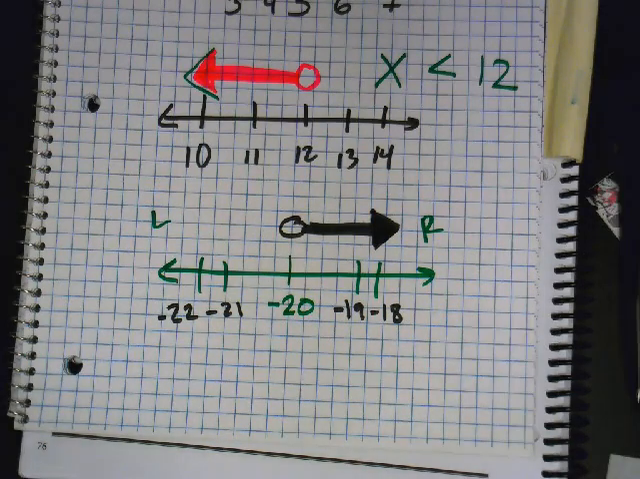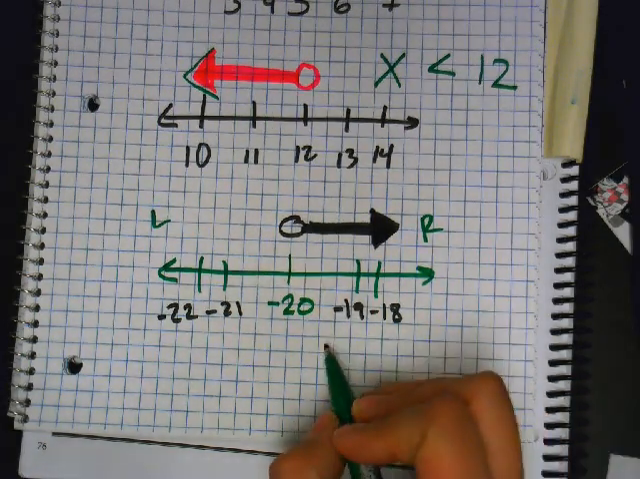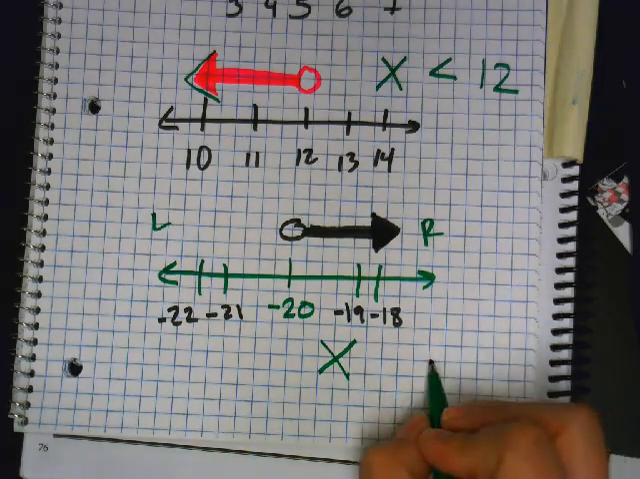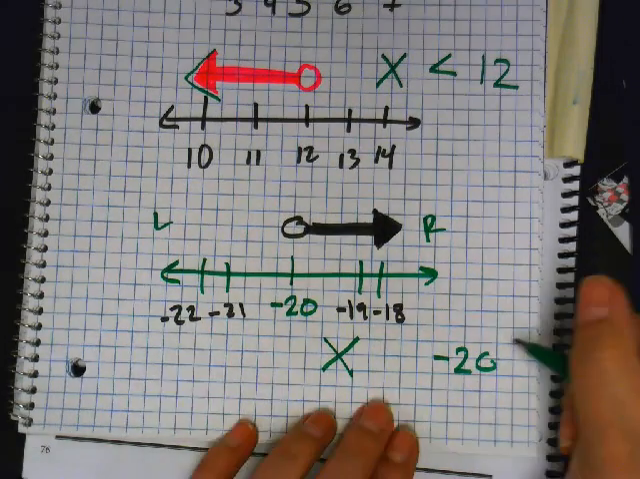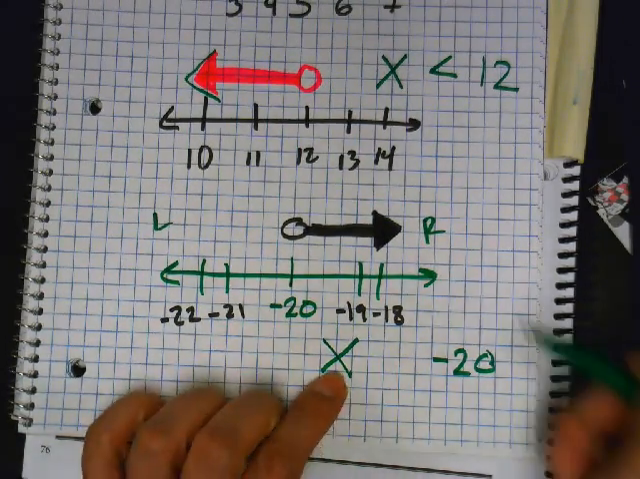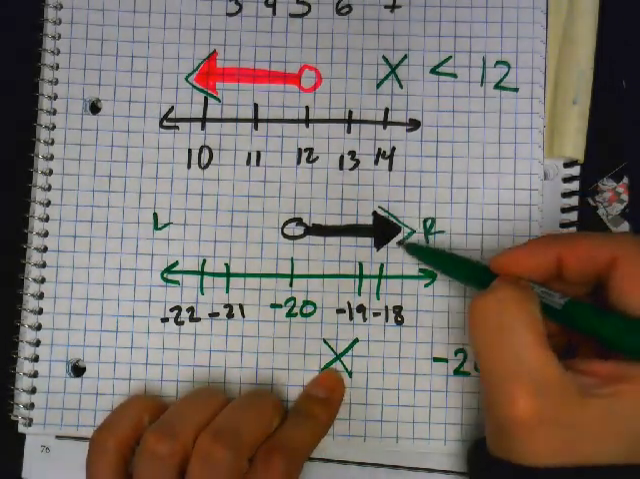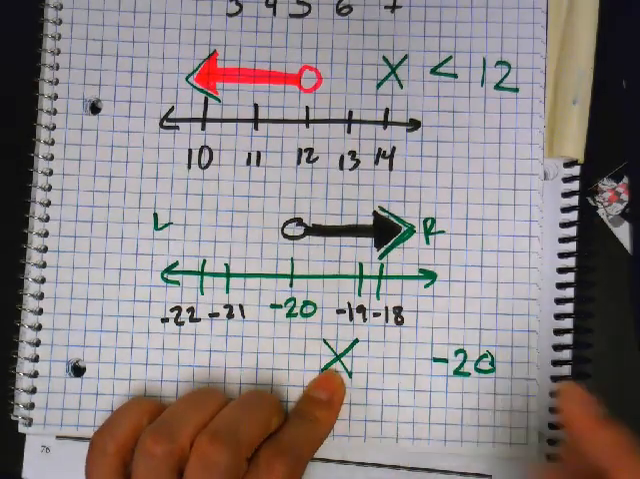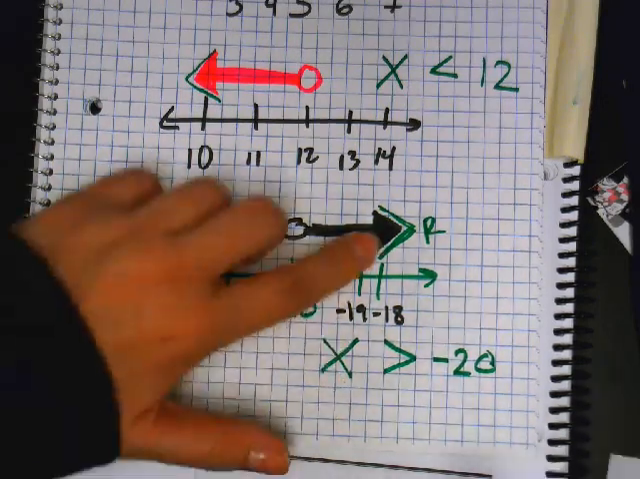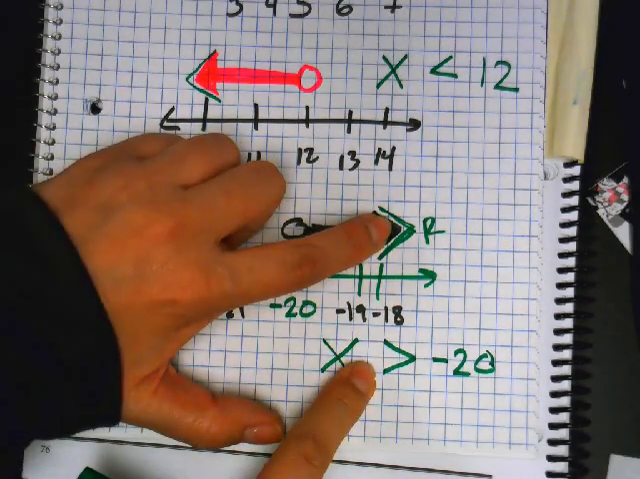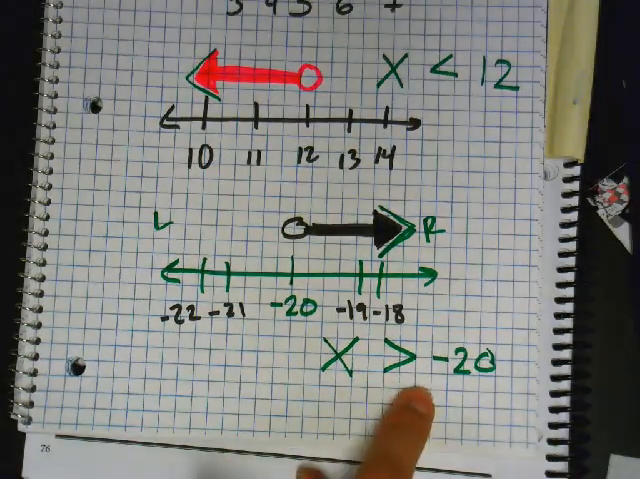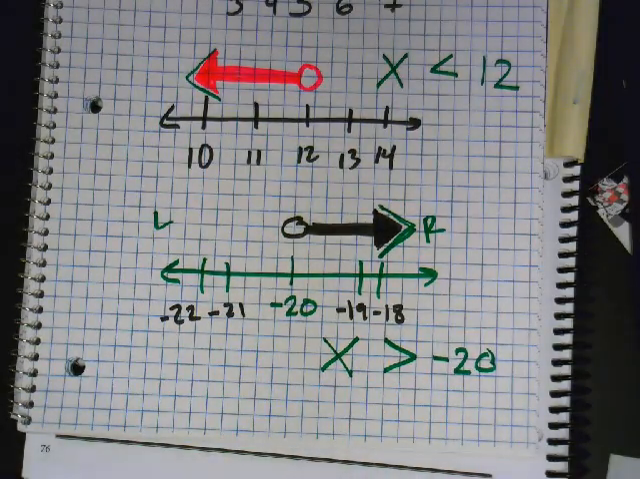All right, what do we start with? X. And then the number where the circle's at. Where is the number where the circle's at? Negative 20. Because you started with the X, you trace this. Whatever this is, you write it down there. See? The greater than symbol. They match. It's open, so do I add the little line? No. You're done. And that's it.